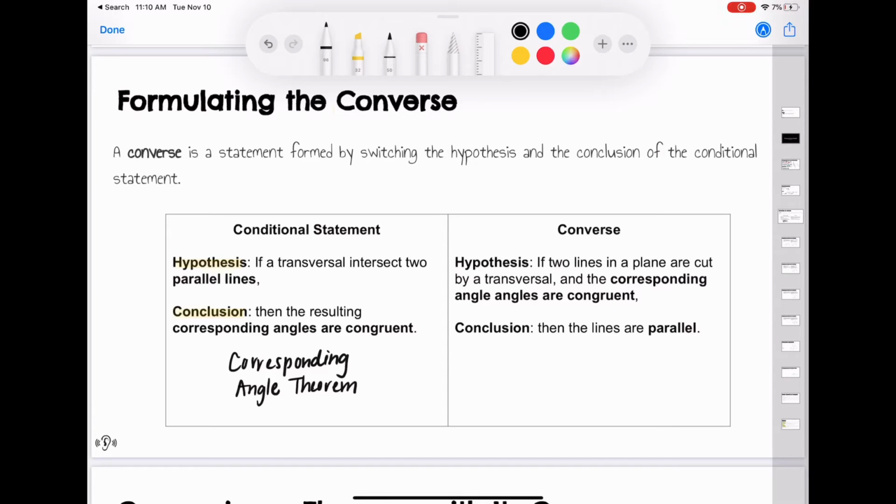And our converse would actually be called the converse of the corresponding angles theorem. Each of the different theorems that we learned about in Unit 3, Lesson 4, specifically 4 of them, all have different converses, and we're going to look at those today.